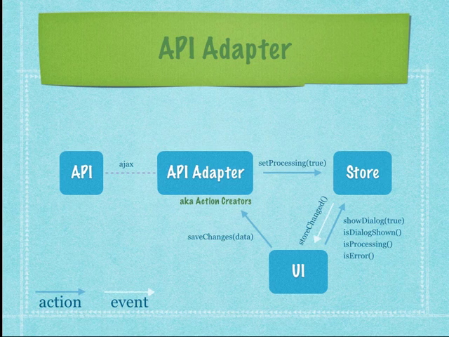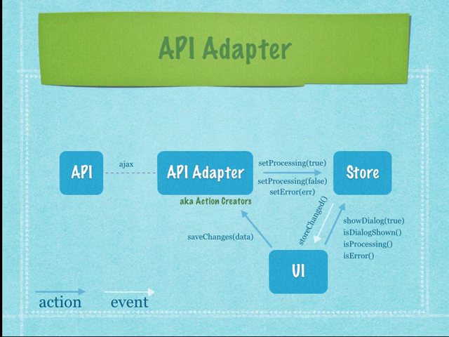And now the AJAX call will eventually come back with a response. And so the API adapter will call set processing to false, because then we want to take away the spinner. And we'll also set the error. So this is it.